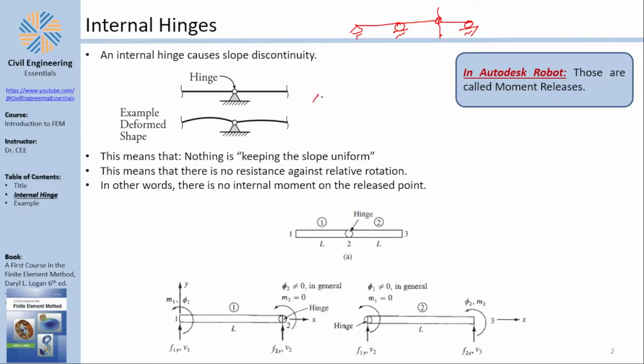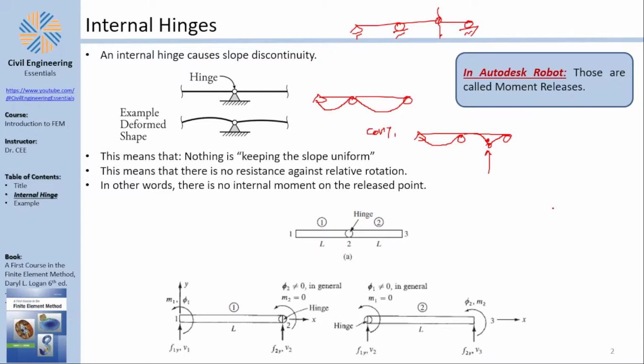What's the deflection shape of this beam? If you have this beam, the deflection shape kind of looks like this, where you can see there is a continuity in the slope of the beam. However, if you have an internal hinge, then the deflection shape of the beam will look like this under uniform distributed load. You have something like this, and you can see the clear discontinuity in the slope.